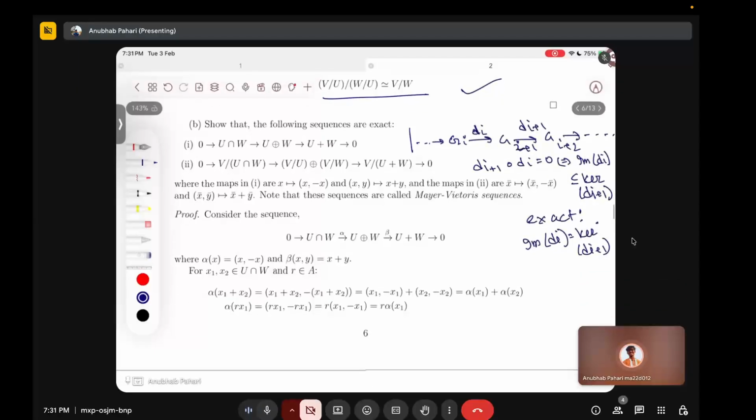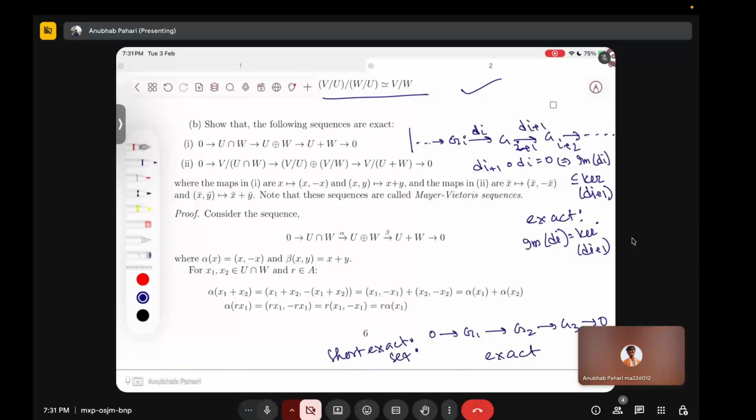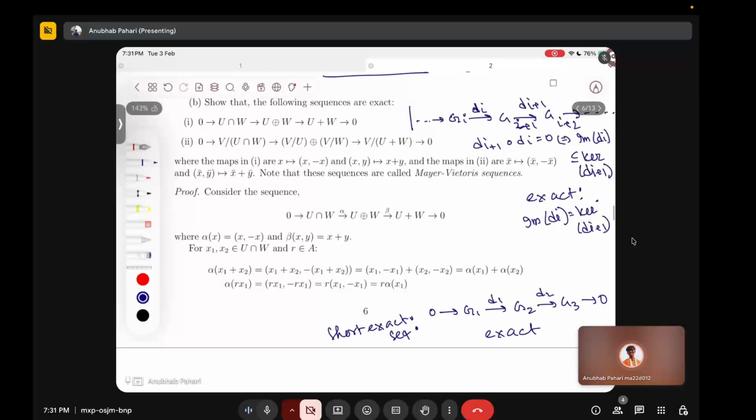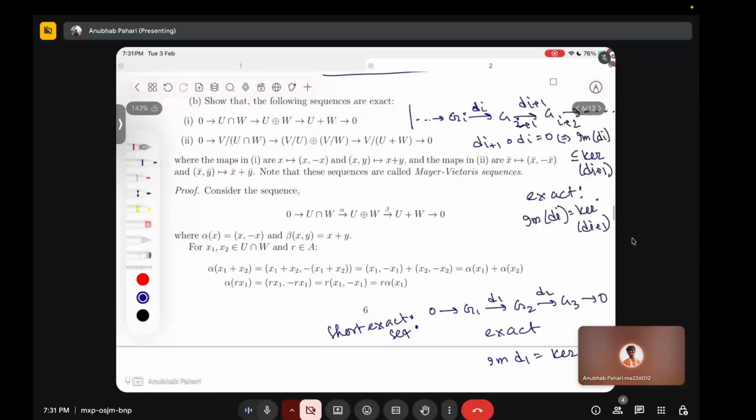And what is a short exact sequence? When the exact sequence is of the form 0, G1, G2, G3, 0, and this thing is exact, it is a short exact sequence. So when this thing is exact, it means that first of all it has to be a complex, so d2 composed with d1 should be 0, and also the image of d1 should equal the kernel of d2. So this is what is happening here.